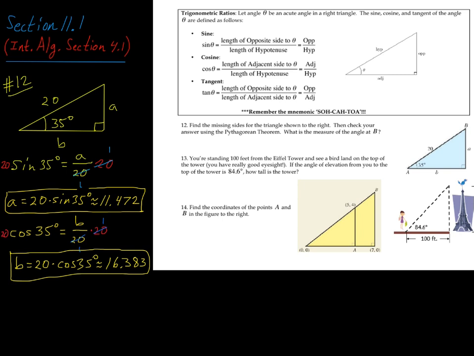Now we're asked to check our answer using the Pythagorean theorem. This is also pretty similar to what we saw in the last video. For the check here, if we did everything right, then we should have the sum of the squares of these two legs, A and B, come out to be the same thing as the square of the hypotenuse. So we should have 11.472 squared plus 16.383 squared. Does this come out to equal the square of the hypotenuse, 20 squared? Well, that's a little bit messy.